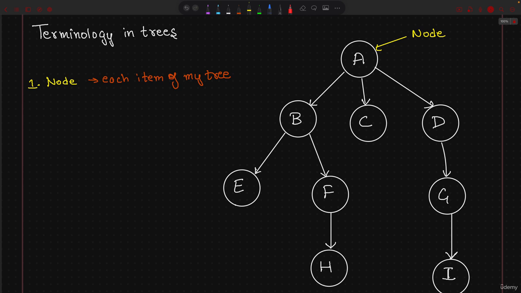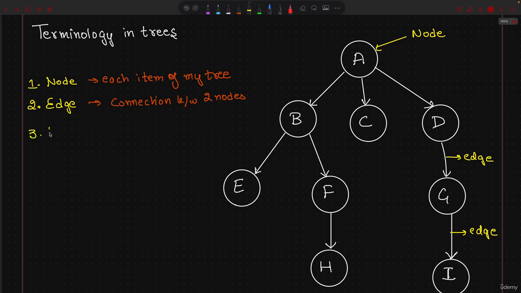The second terminology can be the edge. So the connection between two nodes, as we can see in front of us. So for example, if you see here, this is an edge, this is an edge. Rather, each and every way the nodes are connected, they are actually an edge. Okay, great. So let us see the next one, everyone.